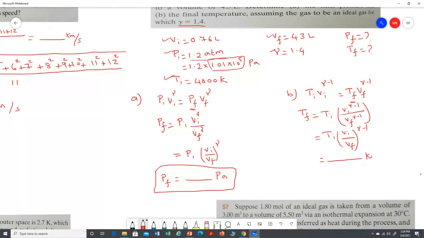Good. All right. 4000. What is your initial volume? 0.76. What is your final volume? 4.3. And then the gamma value is 1.4. When you substitute the values, you will get the answer for the final temperature. Understand?